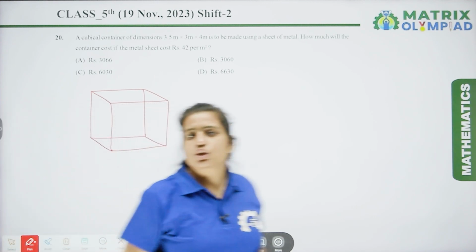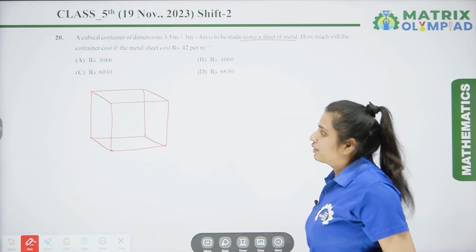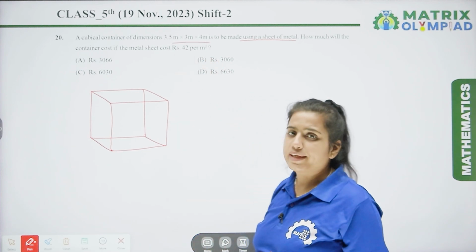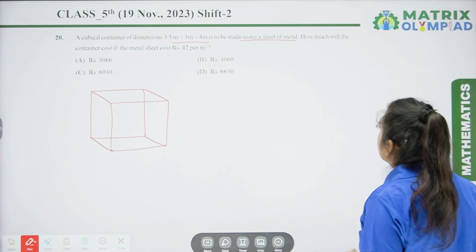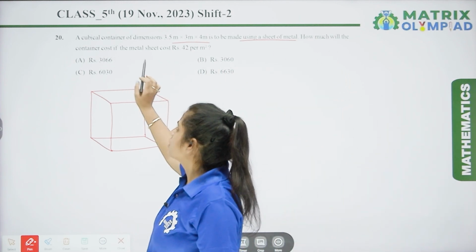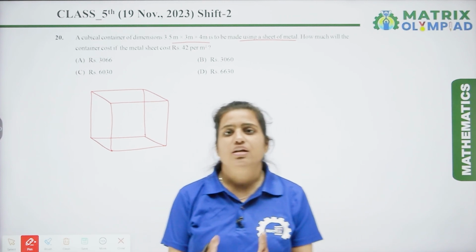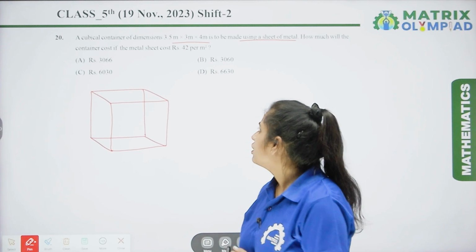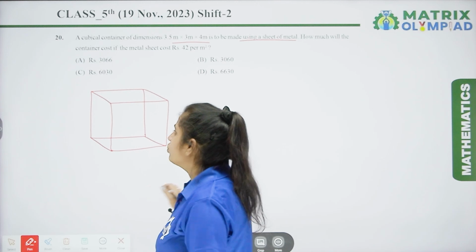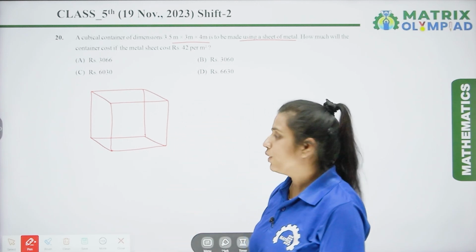So this is a cuboid made up of sheet of metal. Here the dimensions are given to us: length, breadth and height. Now we have to find out how much the container will cost. To find the cost, first we have to find out how much metal is used to form this container. So let's first find the metal required.